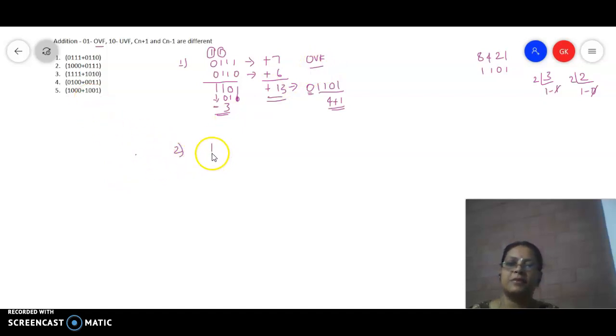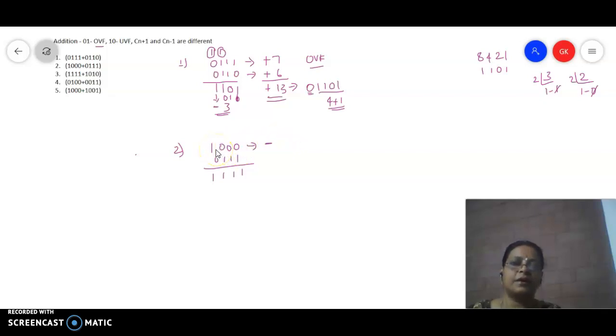Okay, the second problem is 1 followed by 3 zeros. The next number is 0 followed by triple 1. Okay, you add it: 1 1 1 1. Now you find the equivalent magnitude. This is nothing but 1 triple 0. So 1 represents minus. Okay, you put a minus here. And what is the equivalent for this? So minus means it's a negative number. So you have to take 2's complement of 0. So 2's complement of 0 is again going to be 0. So this is going to be minus 0.